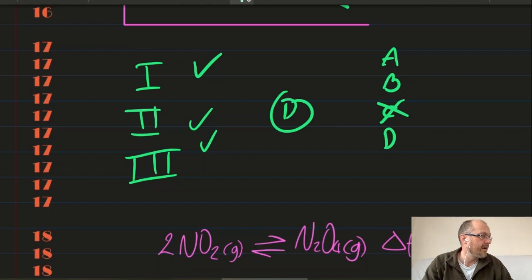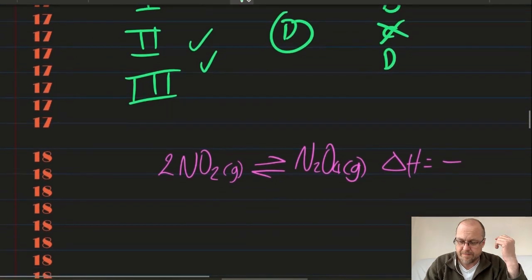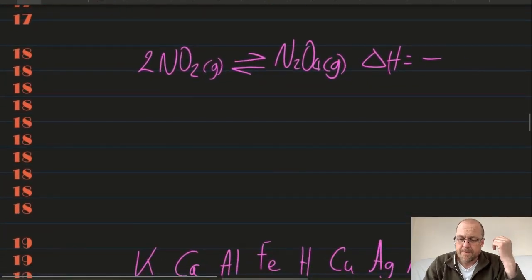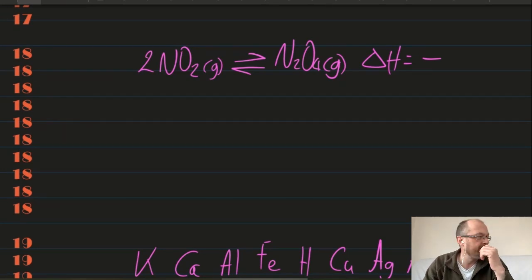Yep. 18, what doesn't affect the position of equilibrium? Without looking at the question, I would say it's catalyst. Yeah, C. 18 is C.